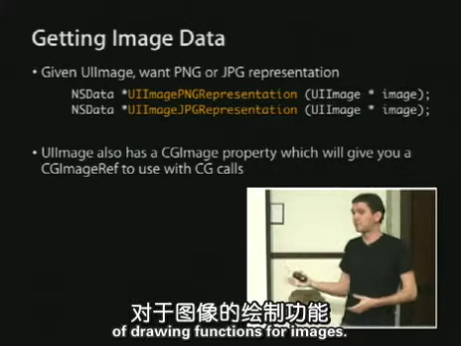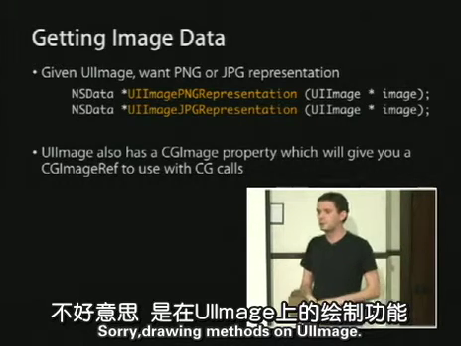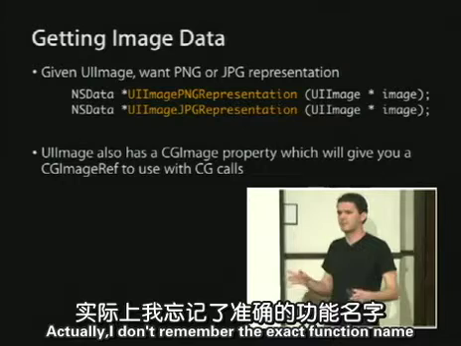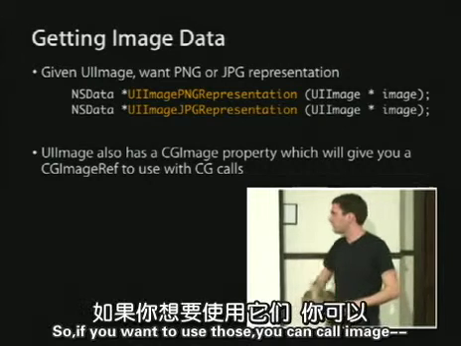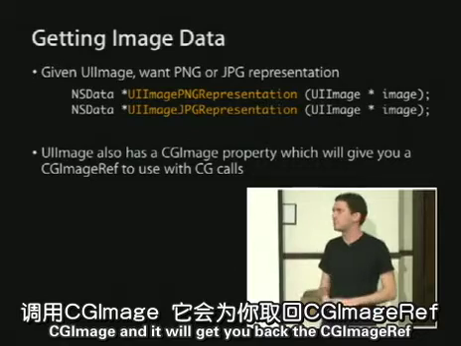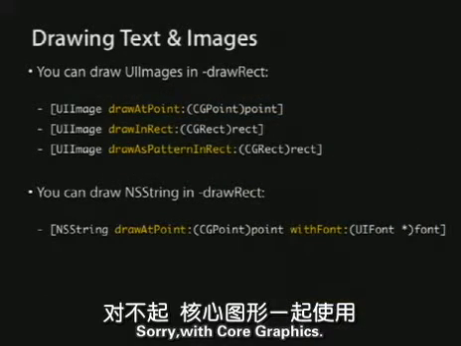UIKit actually provides a bunch of drawing functions for images. Sorry, drawing methods on UIImage. But there's also some defined on CGContext. CGContextDrawImage. Actually, I don't remember the exact function name, but something like that. So if you want to use those, you can call image.CGImage, and it'll get you back the CGImageRef that you can use with Core Graphics.